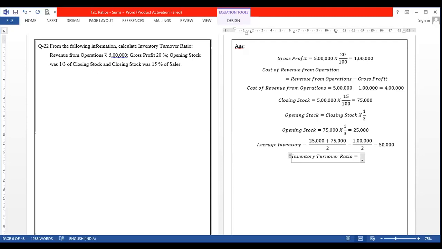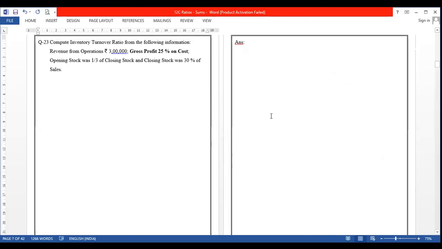So what is the formula for inventory turnover ratio? Cost of revenue from operation divided by average inventory. So I'm not writing the formula now. Cost of revenue from operations upon average inventory. Cost is rupees 4 lakh and average inventory is 50,000. How much? 4 lakh divided by 50,000 is 8 times. Times is important for me. Done.